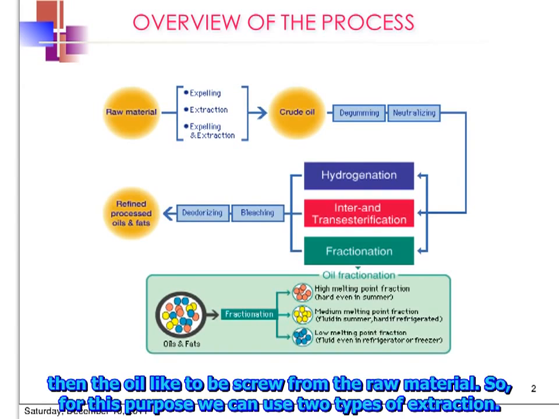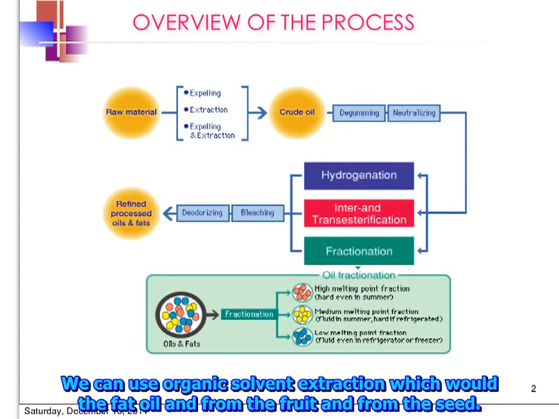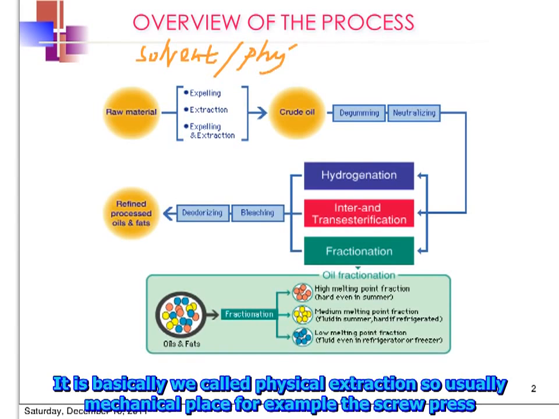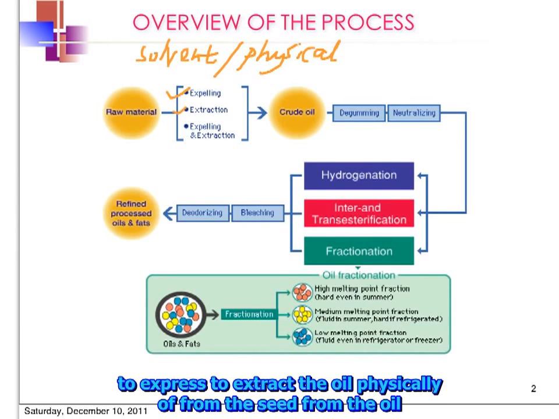For this purpose, we can use two types of extraction. We can use an organic solvent. This is solvent extraction, which will extract the fat or the oil from the fruits or from the seed. Another process is without using solvent, which we call physical extraction. Usually this is using a mechanical press, for example a screw press, to expel or extract the oil physically out from the seed or from the fruit.